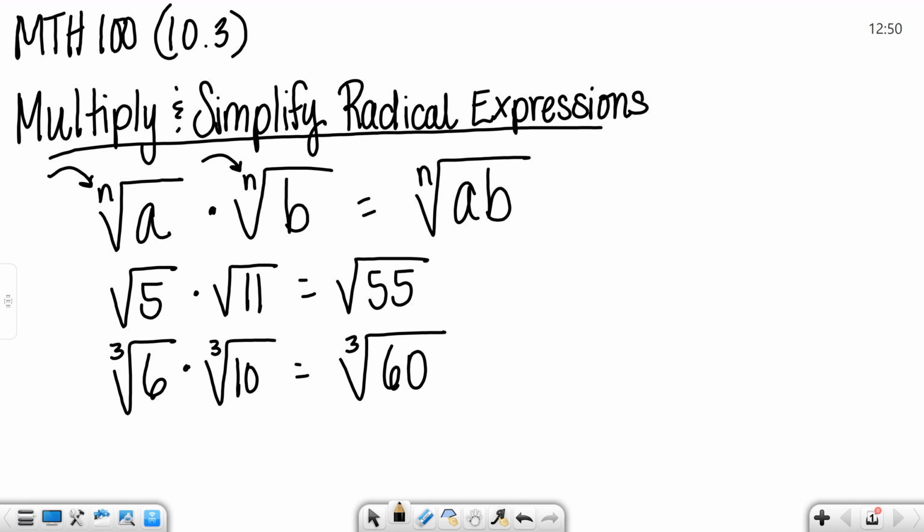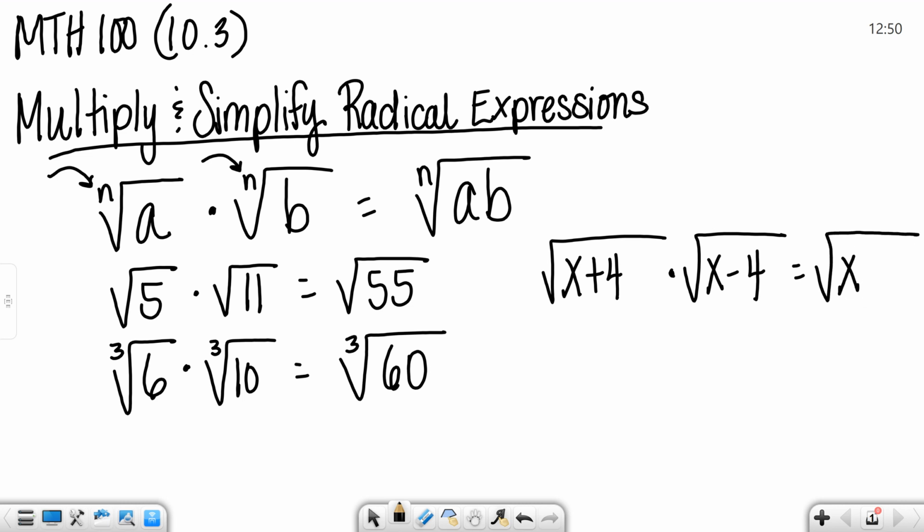So I would not be able to multiply a square root times a cube root using this rule. I could do, if I have the square root of x plus 4 times the square root of x minus 4, that would give me the square root of x squared minus 16. When I multiply those two together, x plus 4 times x minus 4, that is the difference of squares.